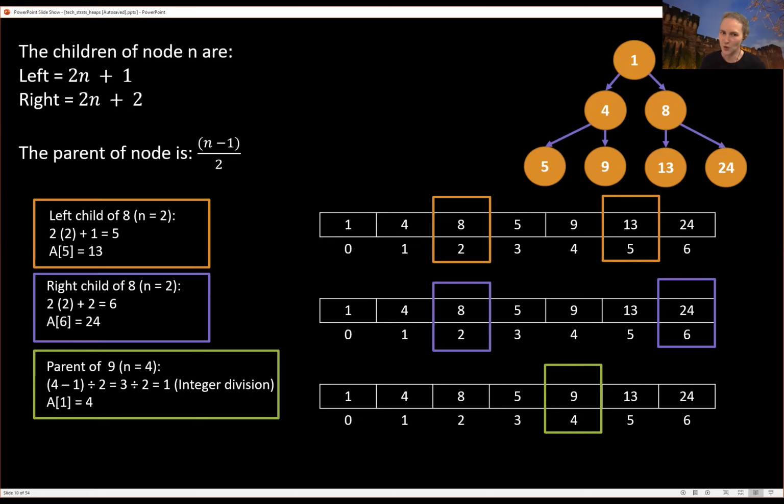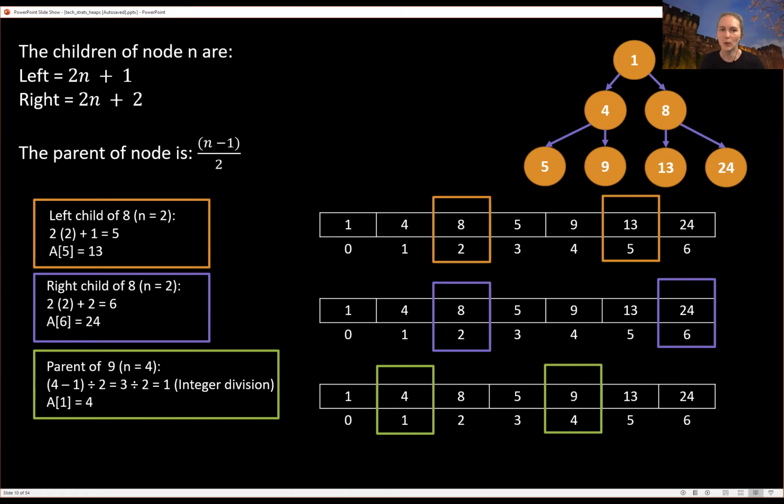And if you are familiar with math in a normal context, you'd say 1.5. But because this is integer division, we drop the decimal. And this is important because you may get some funny answers for your indexes otherwise. And we have at index 1 is 4, which is the parent of 9. So that's how those formulas work.